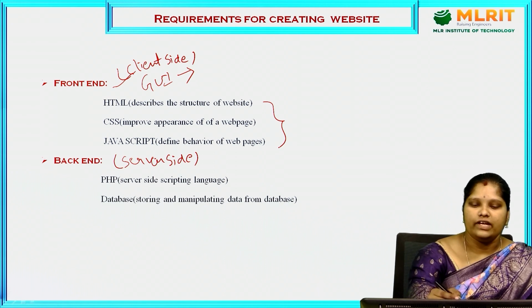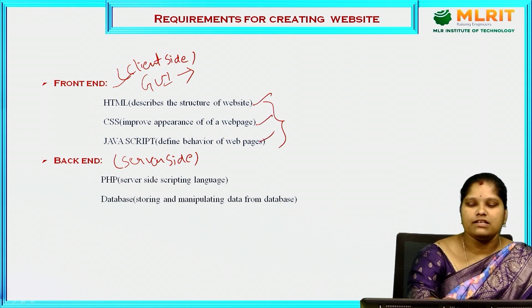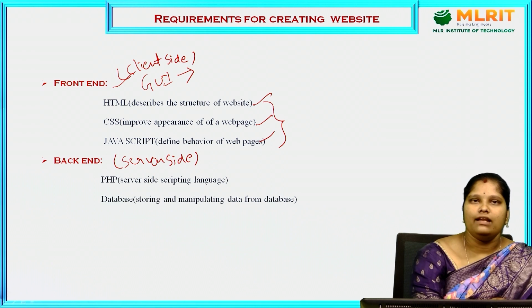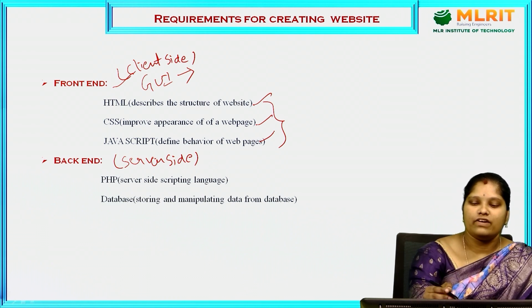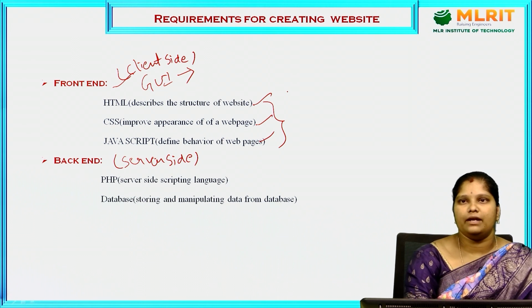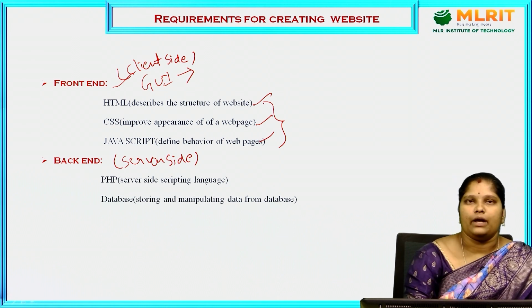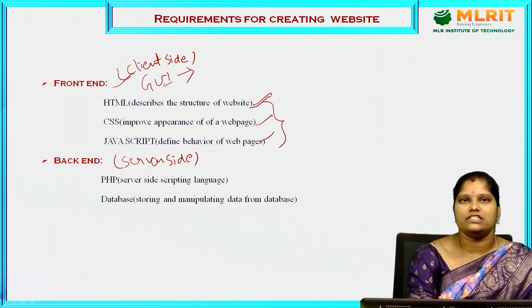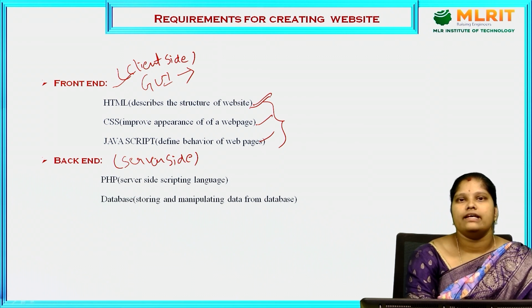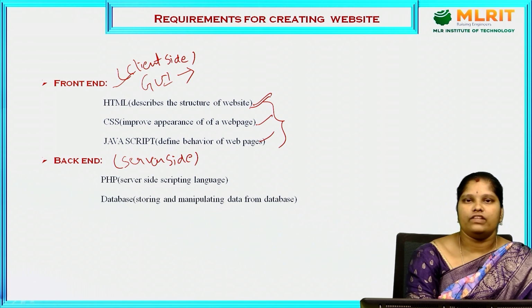For developing the front end part, we have three types of languages. Those are HTML, CSS and JavaScript. For developing the front end part of the website, we need these three languages. First one is HTML. What is HTML? HTML describes the structure of the website.